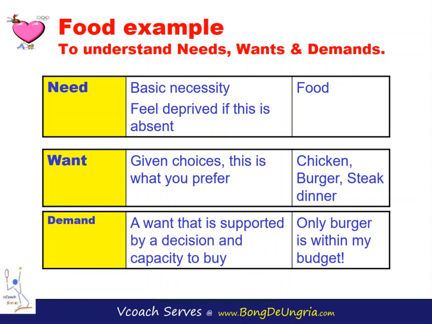So while you may have many wants, you eventually choose a burger, for example, because that is within your budget and that is something you can buy easily. So for the need that you have, which is food, you have many wants you can choose from, but your ultimate want that is purchased and accessed will be the demand.